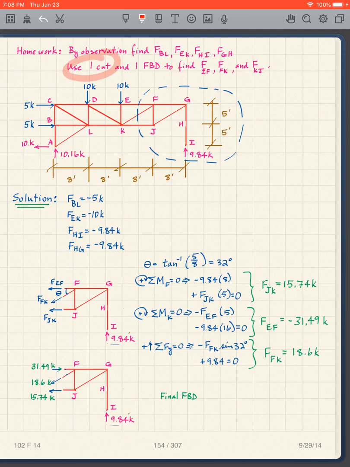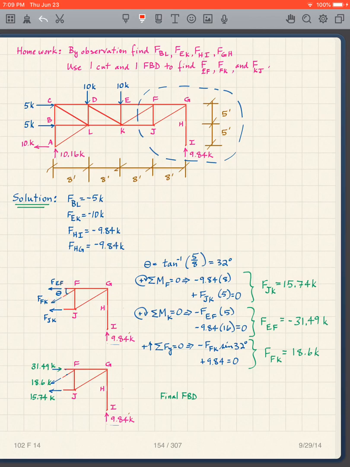Use one cut, one free body diagram. Well, it's going to be this free body diagram. Why? Because it cuts through all three of the ones that I'm interested in. I draw this free body diagram, and again, we can take moments about F, which immediately gives us this. Using this expression, I'm going to let you go through that. Our theta, by the way, is arctangent of 5/8, so this theta is 32 degrees.